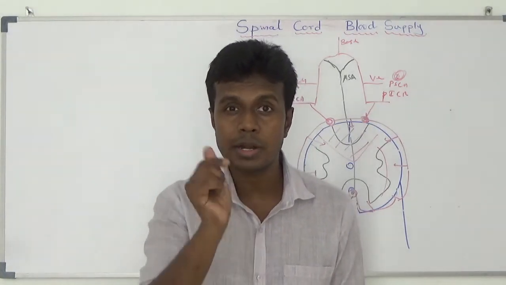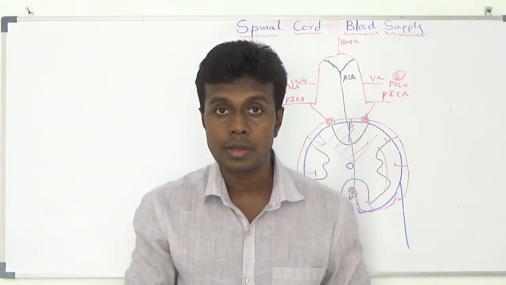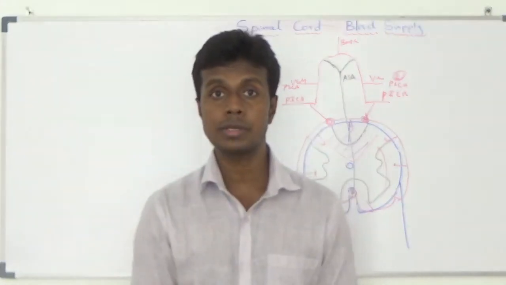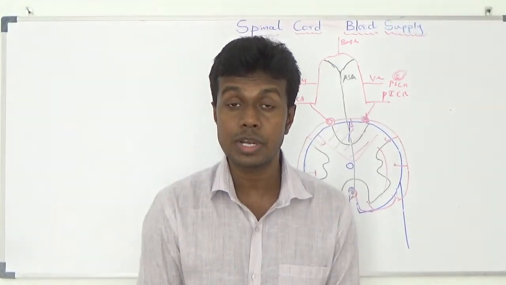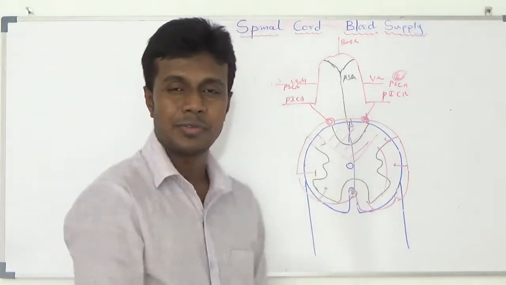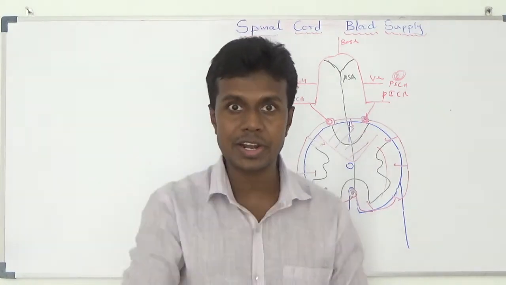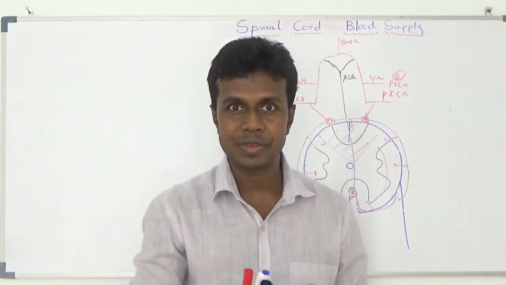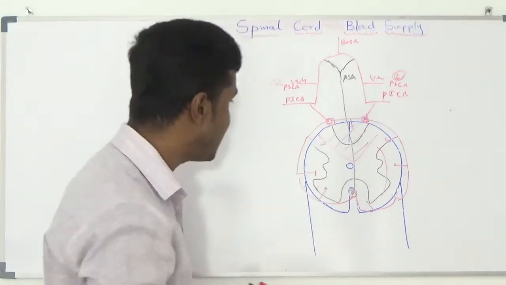Believe me, those arteries are very small. Can you supply from here to here by using those arteries? No, it is very difficult. It is very difficult to supply the whole spinal cord with those very small arteries. Because of that, nature created us in a fascinating manner.